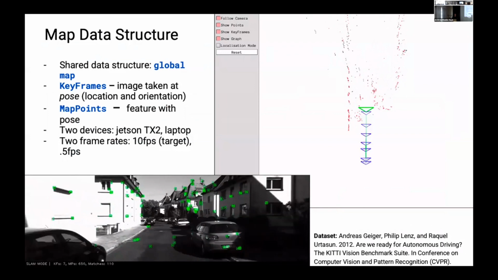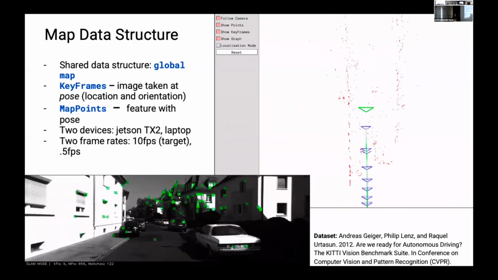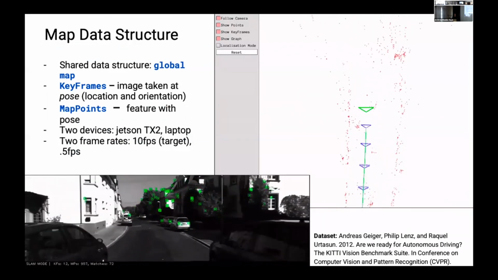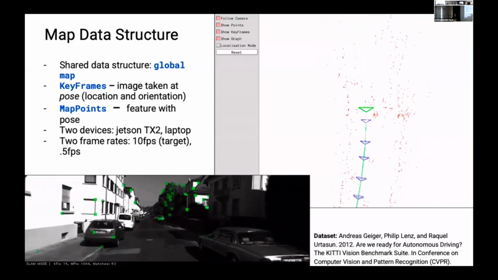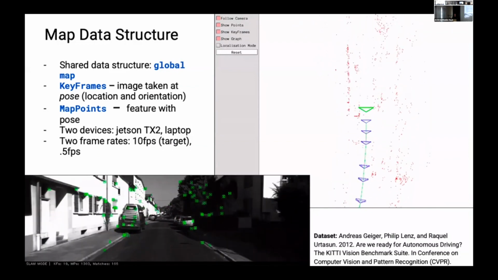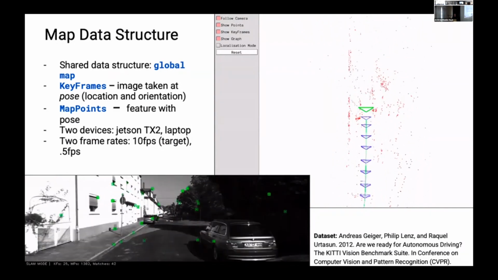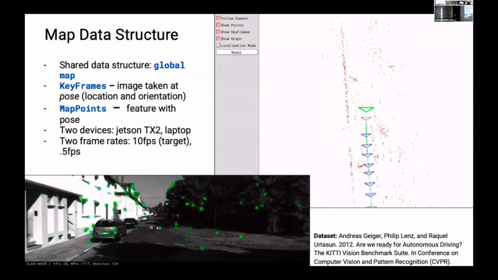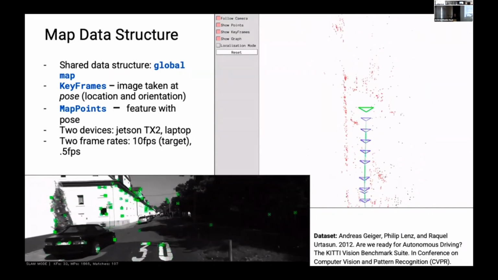So when we talk about SLAM, what does it actually look like? What does this map look like? So on the bottom, we see a video stream from a car going through a city street. And on the right-hand side, we see the map that OrbSLAM will build.